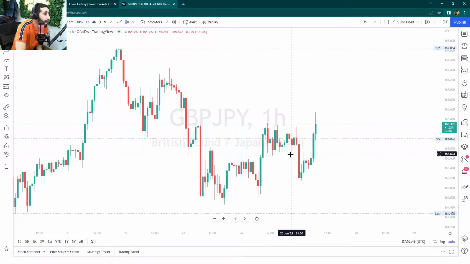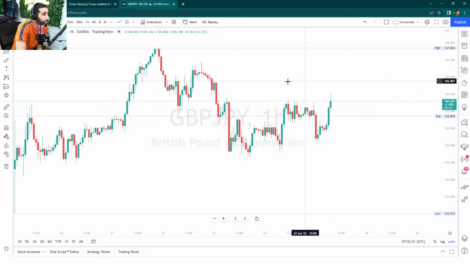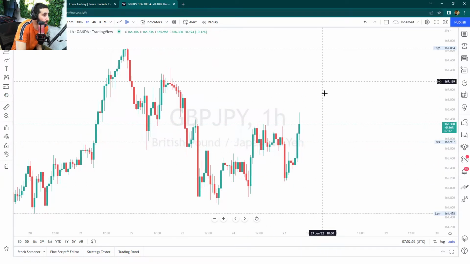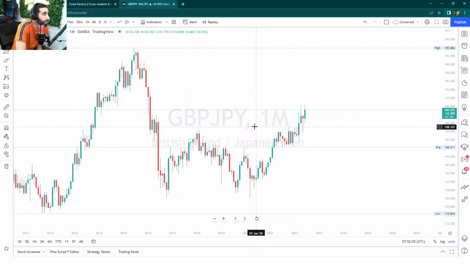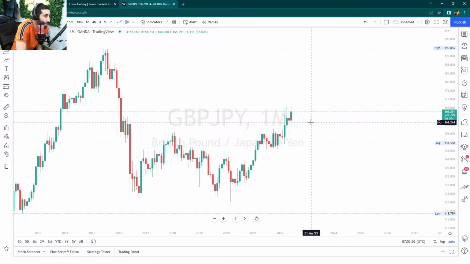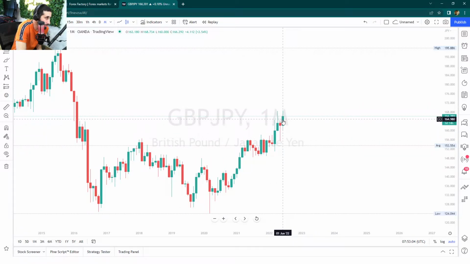So now, in order for me to identify whether this market is going up or down, I need to go all the way to the bigger picture, which is the monthly time frame. Why? Because on the monthly time frame, imagine this, each of these candles, 1, 2, 3, 4, each of these is 1 month.